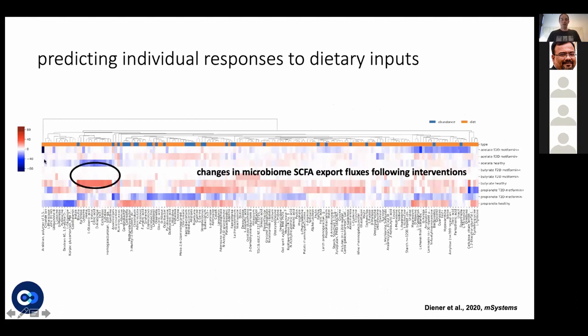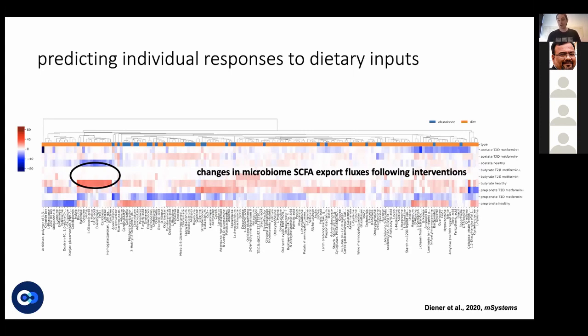And I'll throw your attention over here to a bunch of different dietary interventions that increase butyrate production in an individual who's metabolically healthy, but in 2 individuals who have type 2 diabetes, nothing happens. So you feed 3 people the same thing. One person, you see a big jump in butyrate production, and the other 2, you don't, right? So this is a really cool argument for why you might need personalized diets. But this is all simulation.